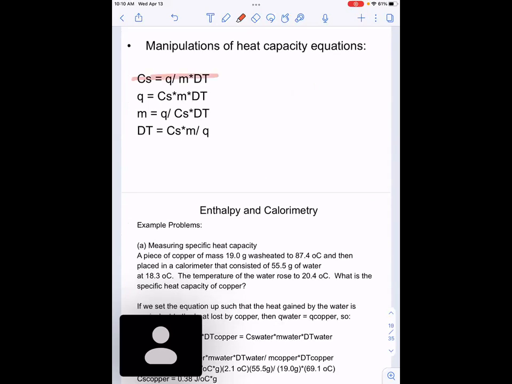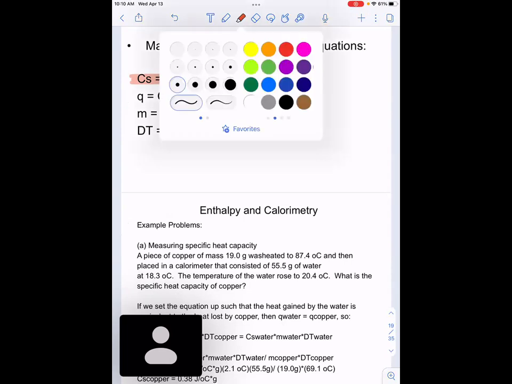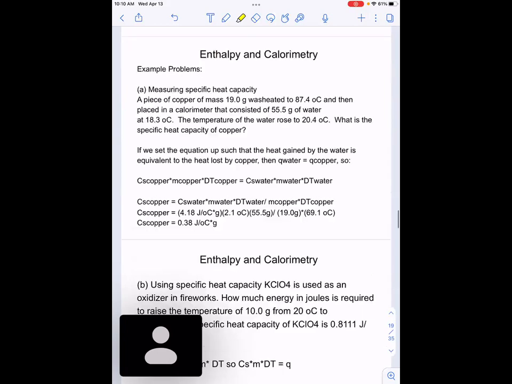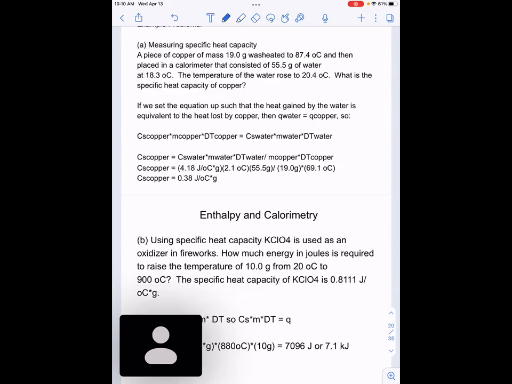If we have this as our starting point, the specific heat is Q divided by mass times the change in temperature. We can manipulate that and solve for anything. So the main manipulation is going to be here, right? Because most of the time, you'll be given a specific heat capacity, the mass, and the change in temperature, but you'll have to find Q. So with calorimetry, we can find specific heat capacity.